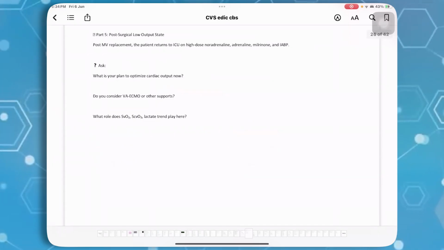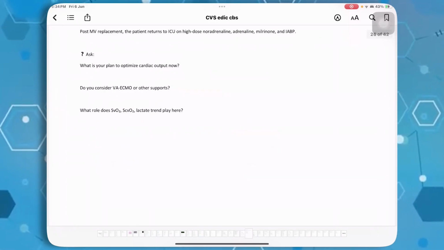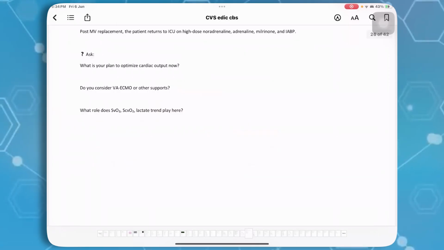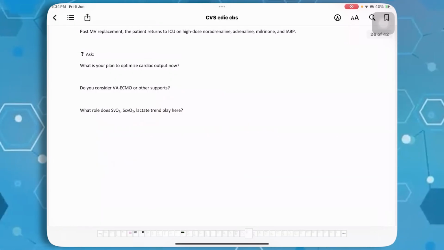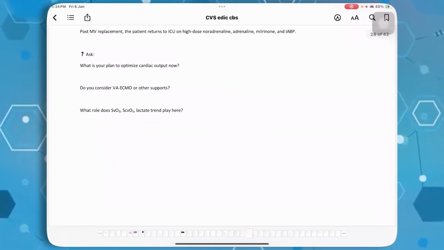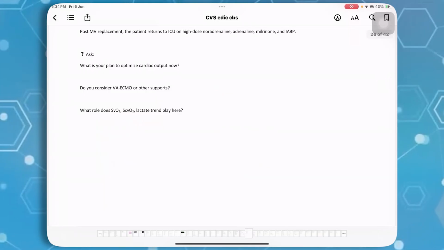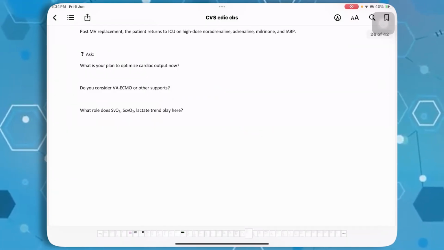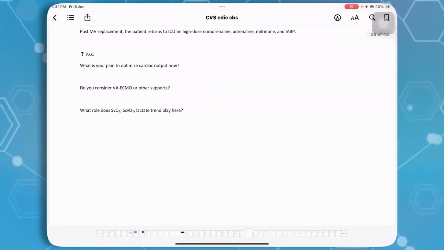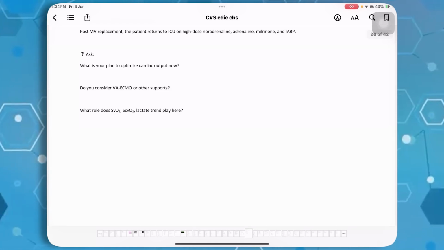Okay, so this patient was taken up for the mitral regurgitation. Now the mitral valve has been replaced. The patient returns to ICU in a very bad shape. The patient is on high dose noradrenaline, adrenaline, milrinone, and intra-aortic balloon pump. We did not expect much because this patient has gone through so much: only 25% ejection fraction, and then he developed a papillary muscle rupture, mitral regurgitation, emergency surgery.